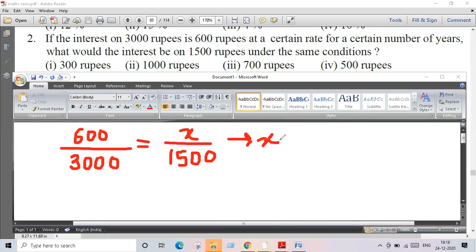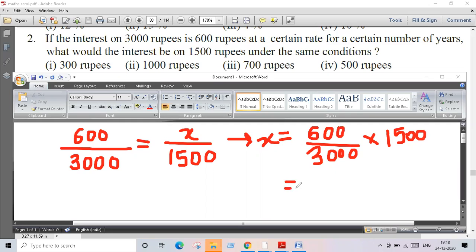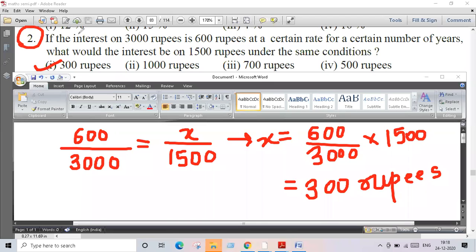That means x is equal to 600 upon 3000 into 1500. We have already solved this and we got the value 300 rupees. 300 rupees, option number 1. Getting?